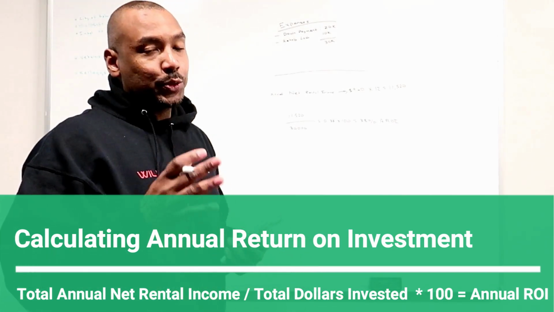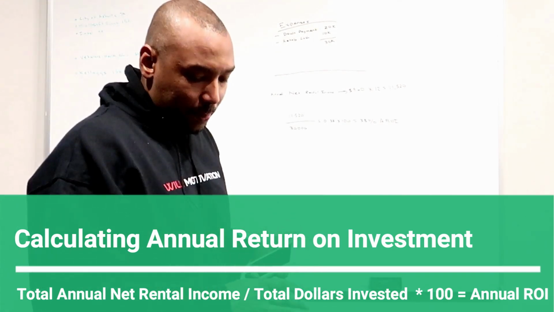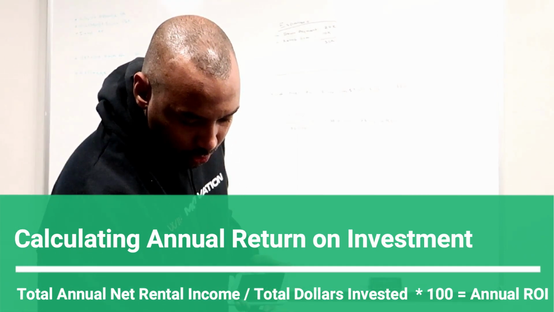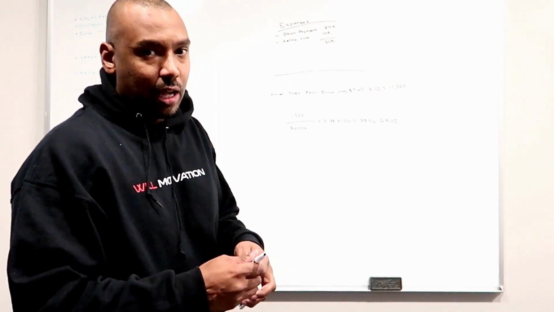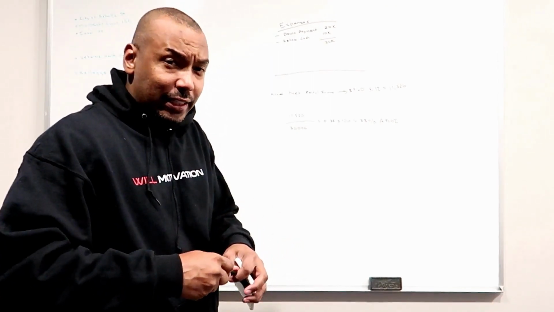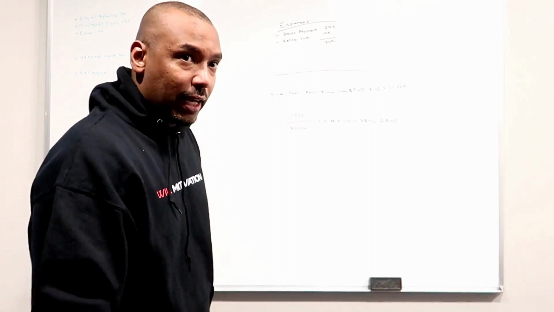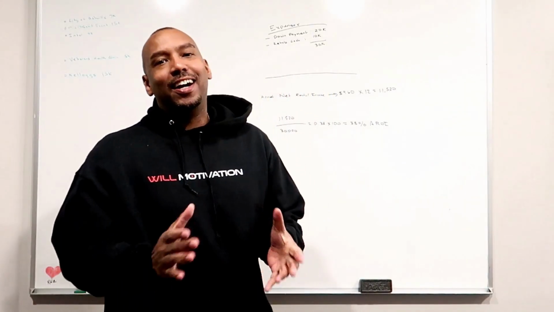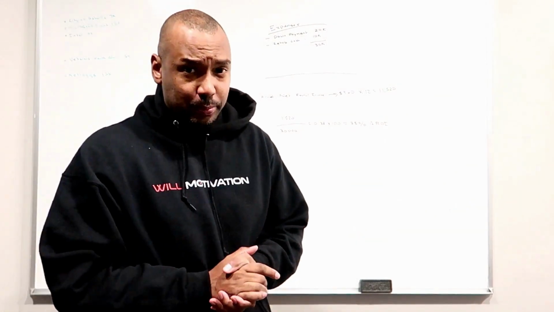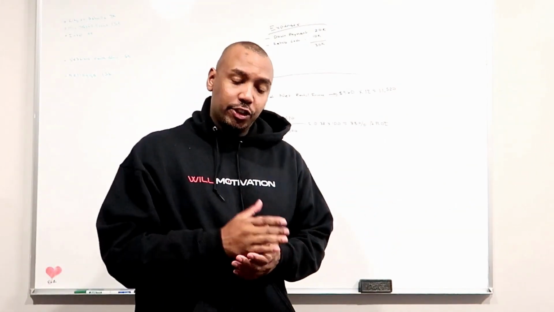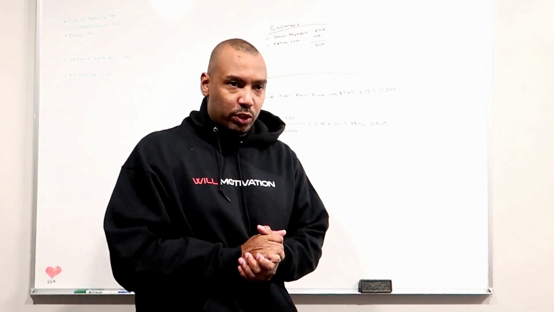Now, in that actual example of that property, my annual return on investment is actually 18%. So I paid cash for the house and I'm getting an 18% return on it. I'm happy with that. Okay. All right, so hopefully that was helpful, talking about calculating your monthly return on investment on a rental property and your annual return on investment for a rental property.